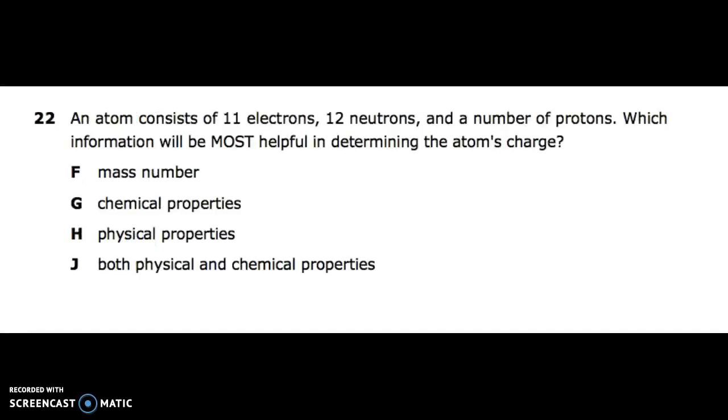Number 22. An atom consists of 11 electrons, 12 neutrons, and a number of protons. Which information will be most helpful in determining the atom's charge? F. Mass number. G. Chemical properties. H. Physical properties. J. Both physical and chemical properties.